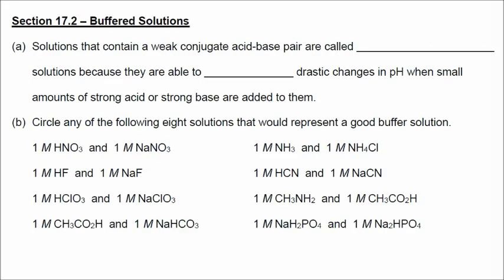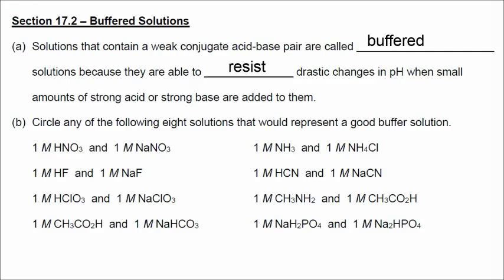All right, section 17.2, buffered solutions. Solutions that contain a weak conjugate acid-base pair are called buffered solutions because they are able to resist drastic changes in pH when small amounts of strong acid or strong base are added to them.